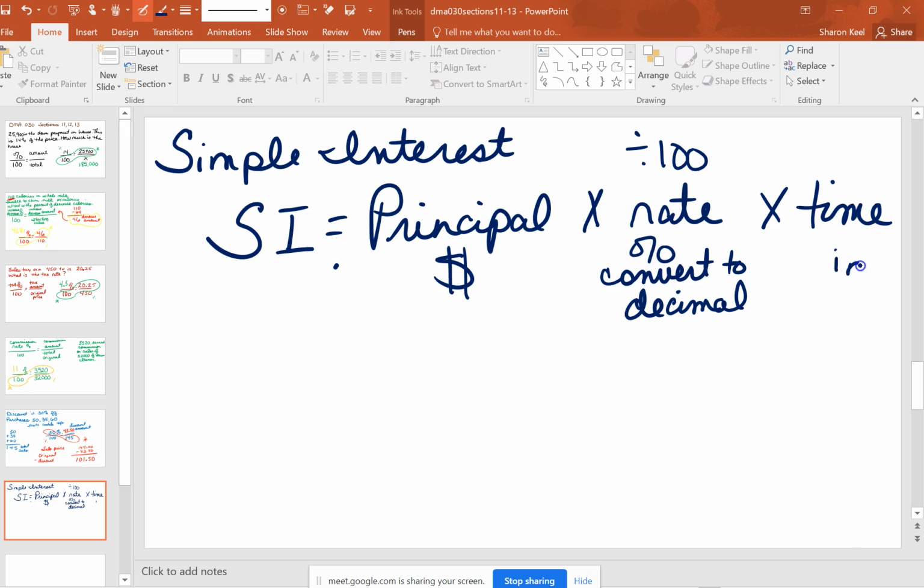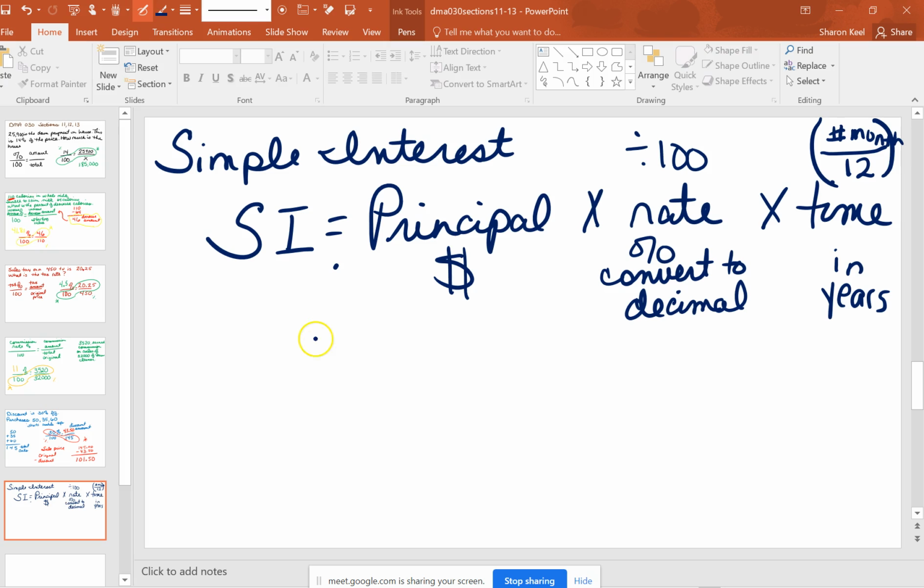The time is always going to be listed in years. If they happen to give you, let's say, 6 months, you would put the number of months over 12 and put that fraction in a parenthesis, and then it'll calculate what the decimal amount is for a year.